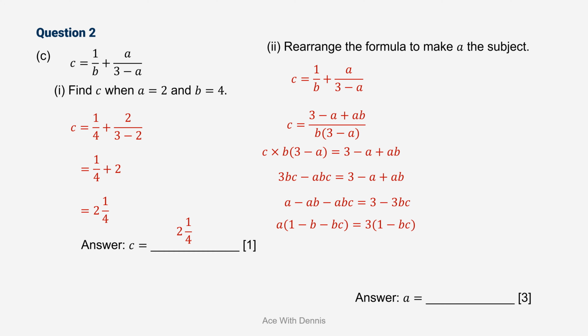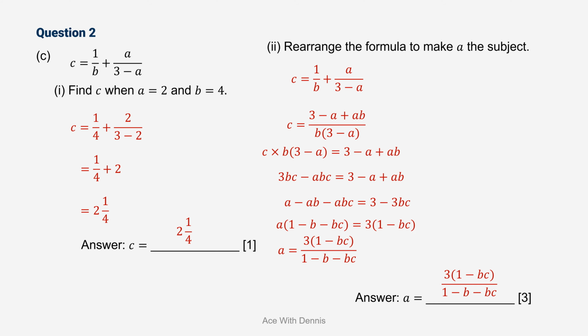Then we can factorize the A for the left hand side and factorize 3 on the right hand side. Then it becomes A bracket 1 minus B minus BC equals 3 bracket 1 minus BC. Hence, A will be 3 bracket 1 minus BC divided by 1 minus B minus BC. So this will be the answer.